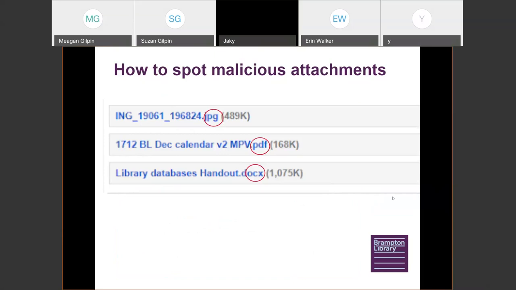So where can we find the file extension? These are always appended on your email, usually at the bottom of the message itself. And you should be able to see the type of file that is attached at the last three characters of the file name.